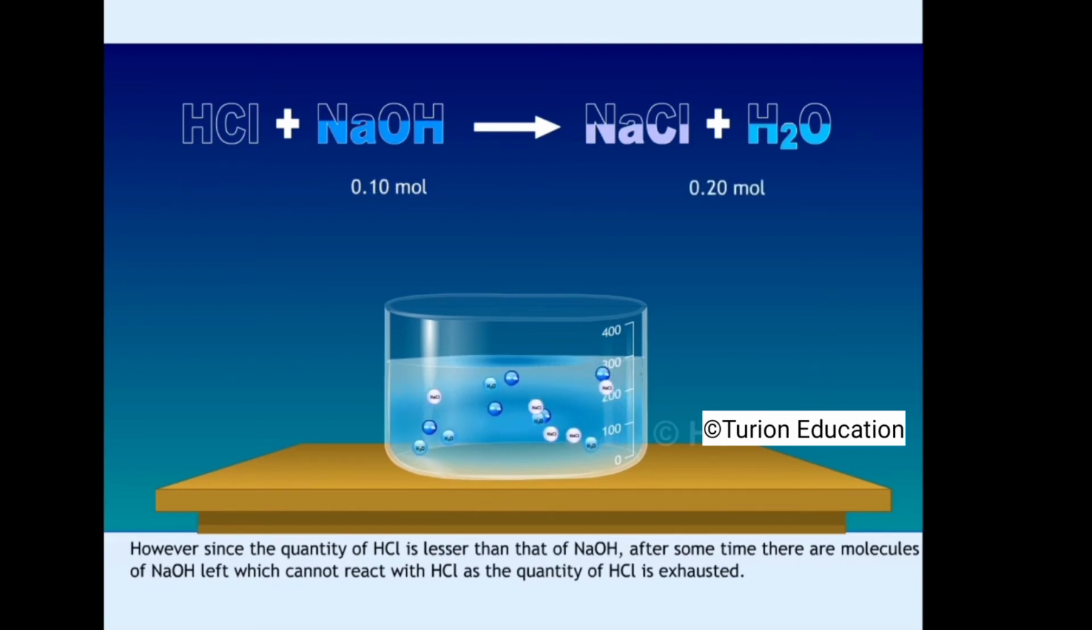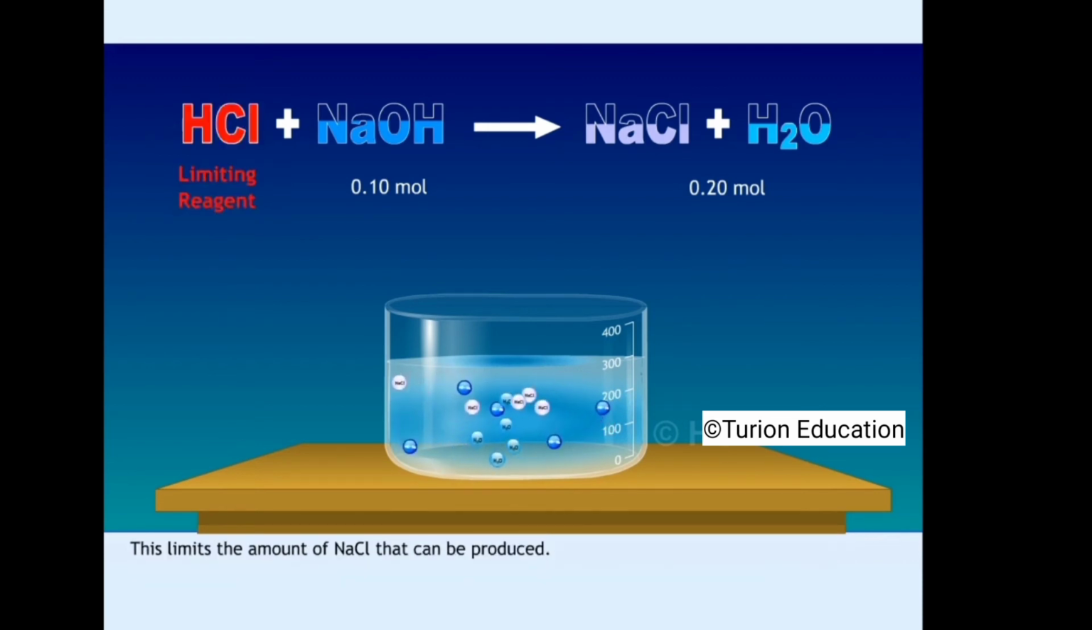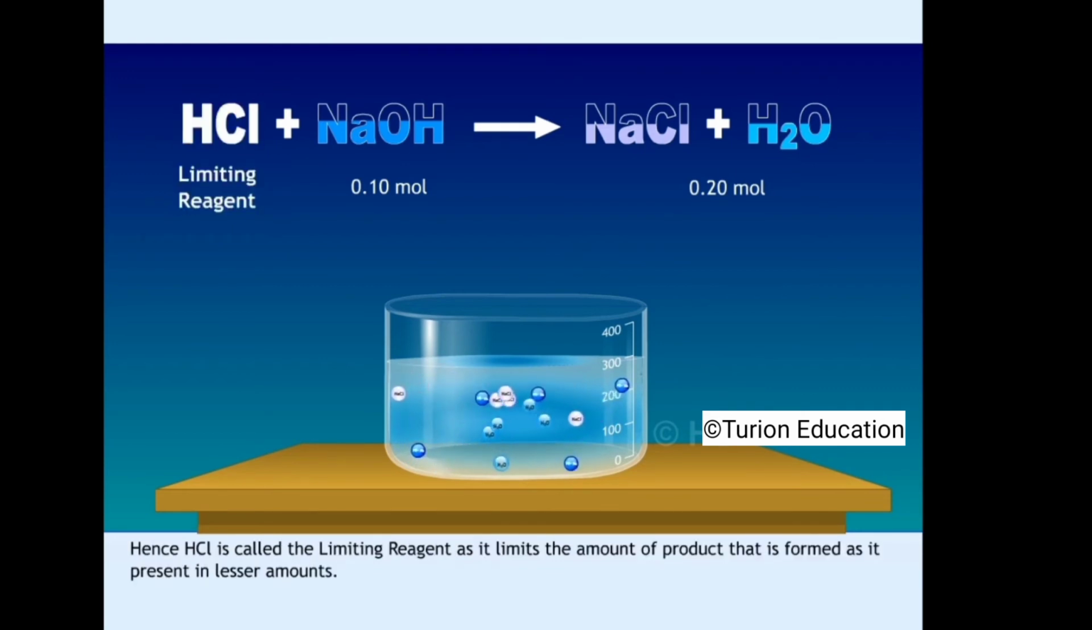However, since the quantity of HCl is lesser than that of NaOH, after some time there are molecules of NaOH left which cannot react with HCl as the quantity of HCl is exhausted. This limits the amount of NaCl that can be produced. Hence, HCl is called the limiting reagent, as it limits the amount of product that is formed as it is present in lesser amounts.